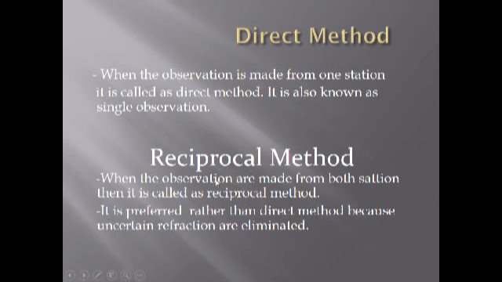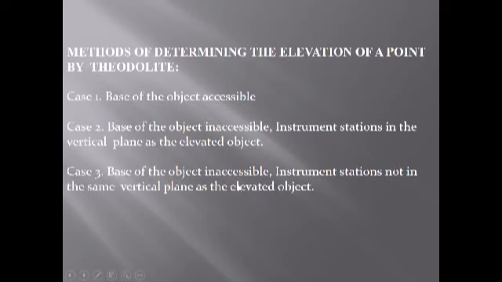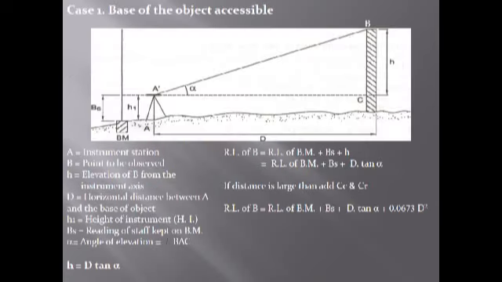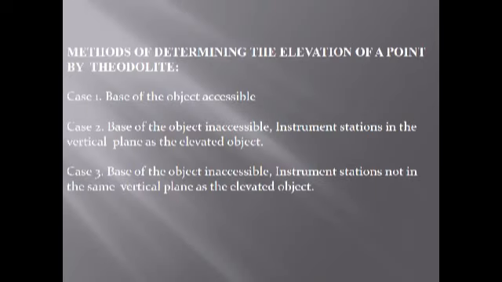These are the types of methods. Let's talk about the determination of the elevation of a point by theodolite, a type of measuring angles and distances. The methods of determination of the elevation of a point by theodolite. This is our case.